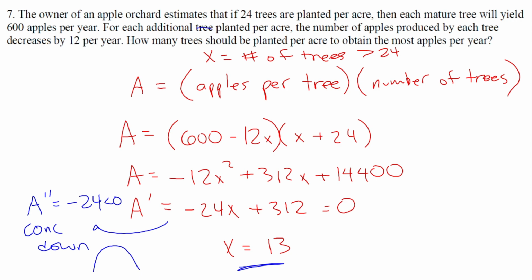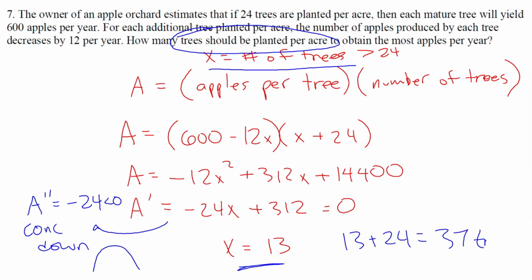The question asks how many trees total should be planted. Well, x is the number of trees above 24. So our actual final total number of trees should be 13 plus 24, which is 37 trees.